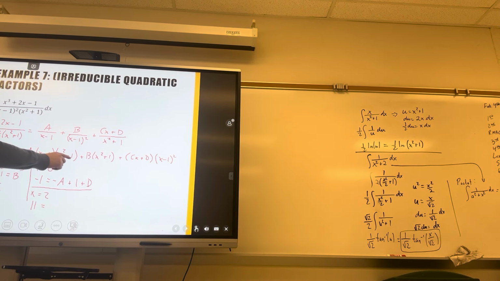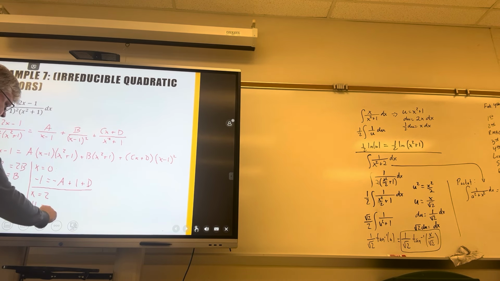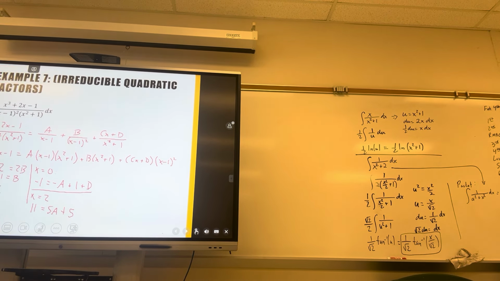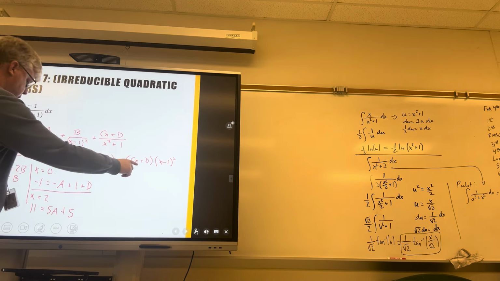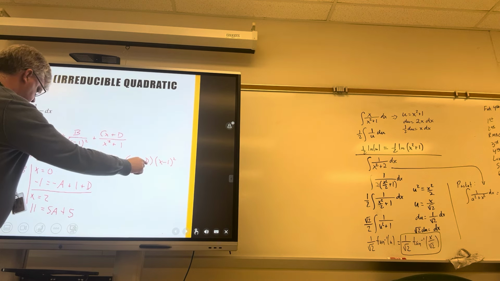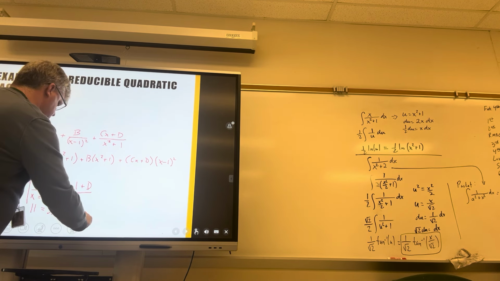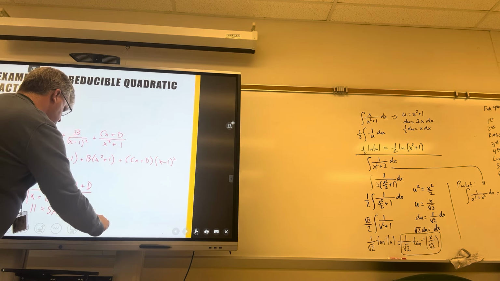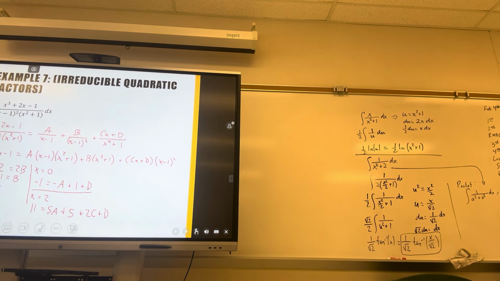Over here, this is 5 times 1a, so 5a. This is 5 times b, but remember b is 1, so that's just a 5. And then I'm picking 2 here, so this is 1 times cx plus d, but x is 2, so that's plus 2c plus d. That make sense? All right, so I'm going to write my system out.